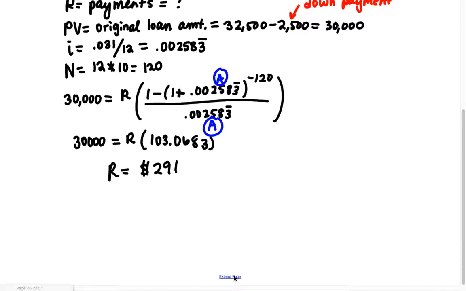Does that make sense for someone to pay around $300 a month for a car? Yeah, I think it makes sense, right? For 10 years, yeah, that's a lot. Maybe buy used.